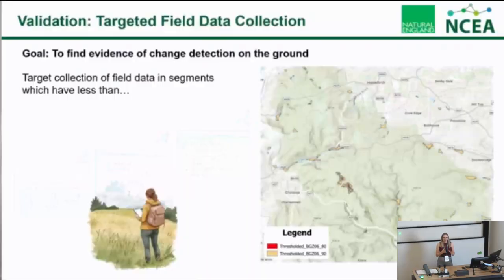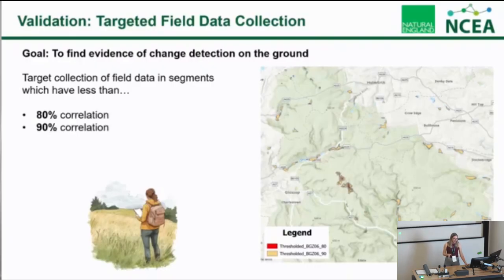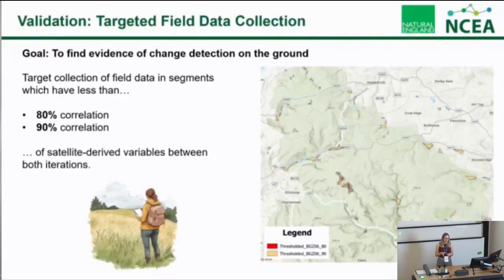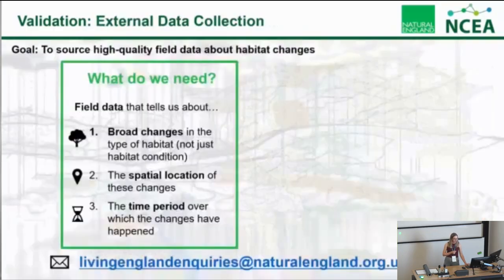Next is validation. So we're using targeted field data collection to look at segments which we believe might have changed. So we're looking at segments with less than 80 and 90% correlations of satellite-derived variables between both years. So you can see on the right, the red segments are showing that it's got a relatively low correlation between the 2 years, and orange similarly so. So these are areas that our field team are going to target.